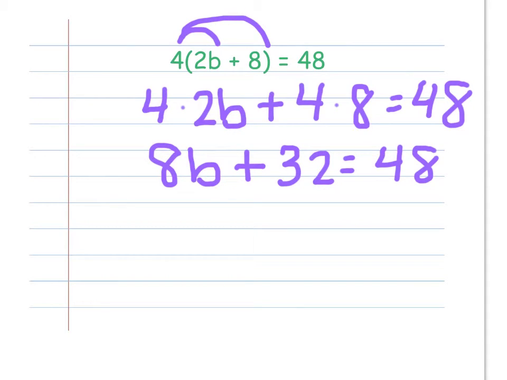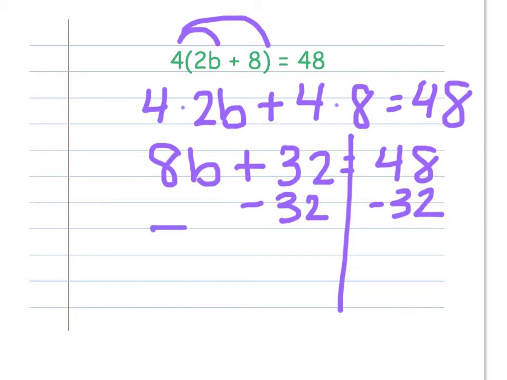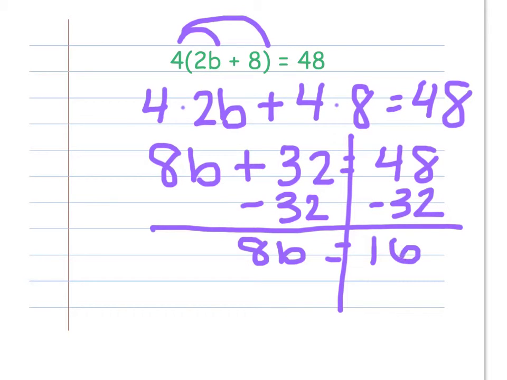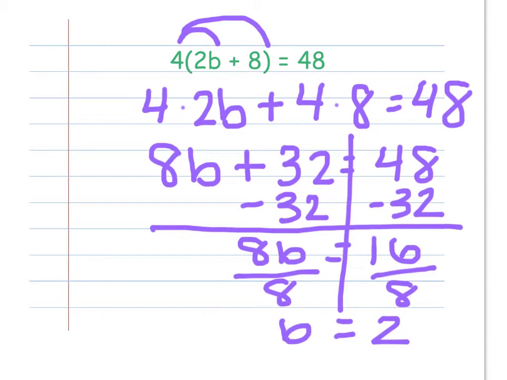Now that I've distributed, I can solve the equation for b. So trying to get b by itself, I'm going to subtract 32 from both sides. And I would get 8b on this side is equal to, looks like 16. Divide both sides by 8. And I'd get that b is equal to 2. And that's my answer.